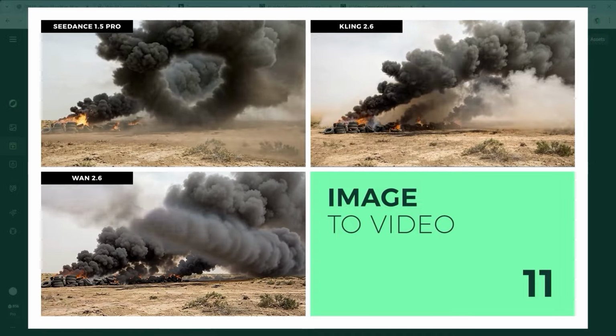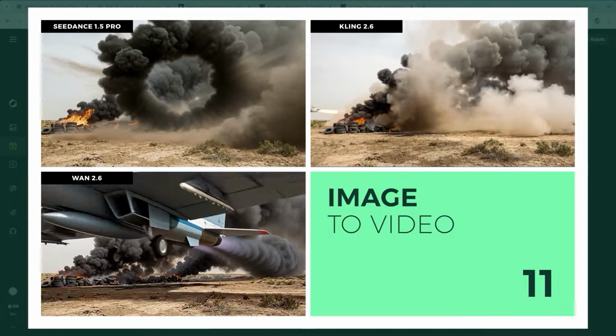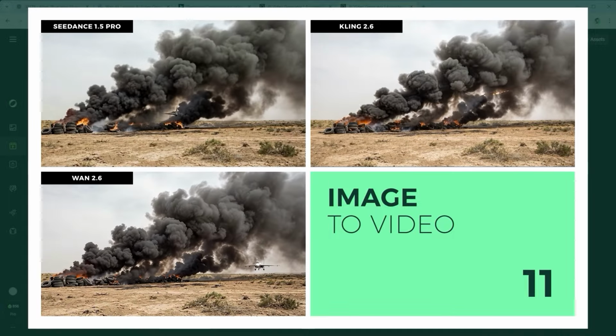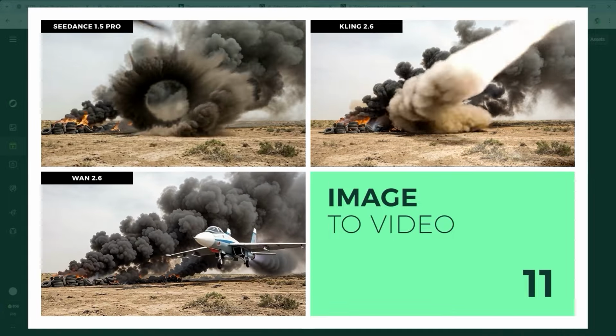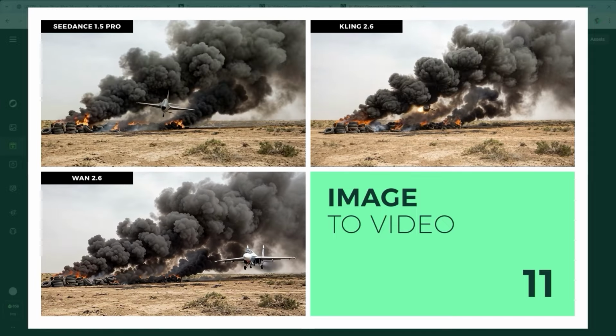Airflow displacement is crucial. The smoke has to twist and scatter with the right kind of turbulence. Kling comes closest to the prompt. That said, the version from Seedance Pro also works visually, even if it takes a few creative liberties.